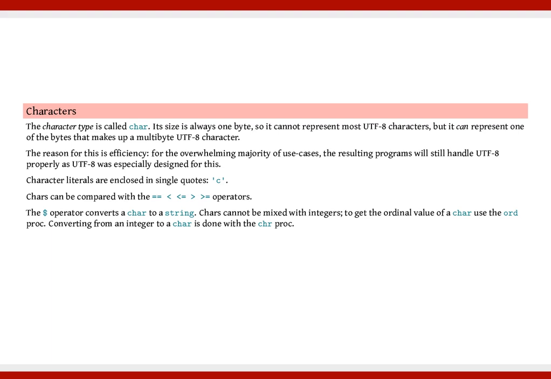Chars can be compared with the ==, <, <=, >, >= operators. The $ operator converts a char to a string. Chars cannot be mixed with integers. To get the ordinal value of a char, use the ord proc. Converting from an integer to a char is done with the chr proc.